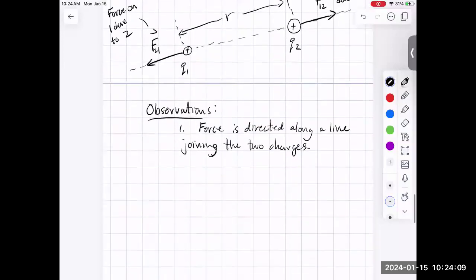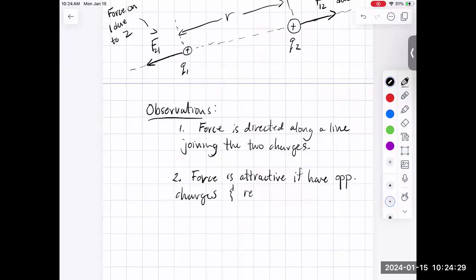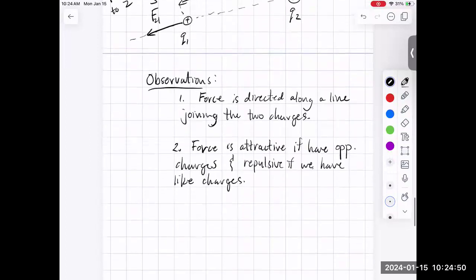Okay, so the second observation is that the force is attractive if we have opposite charges. And it's repulsive if we have like charges. Okay, so far, there's no new information beyond what we had from last class.